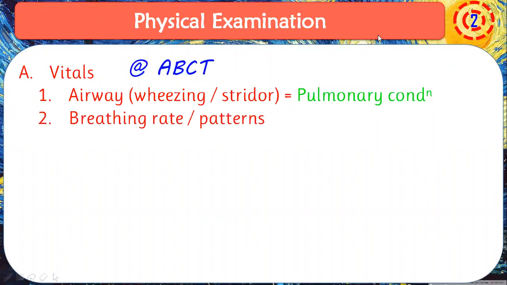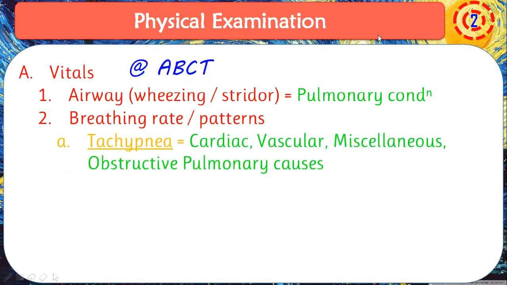In breathing rates or patterns, the first one is tachypnea. The normal adult breathing rate is 12 to 20 breaths per minute, whereas in the pediatric group, it's from 40 to 55 or 60 breaths per minute. In adults, if it's greater than 20 or 25 breaths per minute, then it is known as tachypnea. In such a condition, the causes for dyspnea could be cardiac causes, vascular causes, miscellaneous causes, or obstructive pulmonary causes.